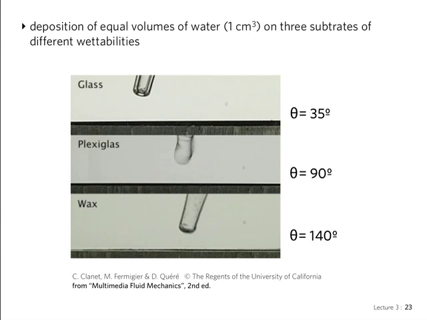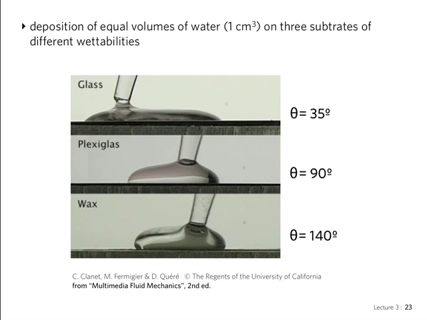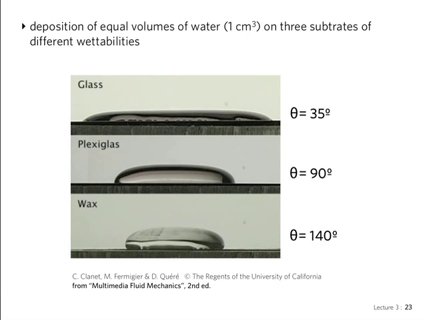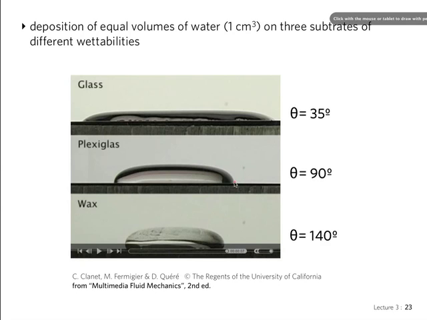Then you can have a situation of different substrates but the same liquid. Here you have the same volume of water, 1 cubic centimeter, that is poured onto 3 different sorts of solids. And actually the volume of water was large enough that you didn't see just a small drop. It's kind of like a puddle here. But the contact angle, you can see the contact angle here in this case is 90 degrees.